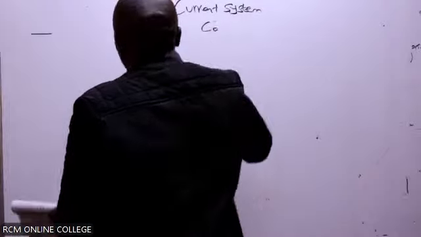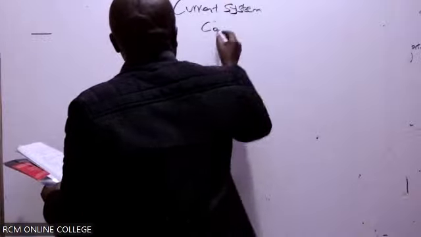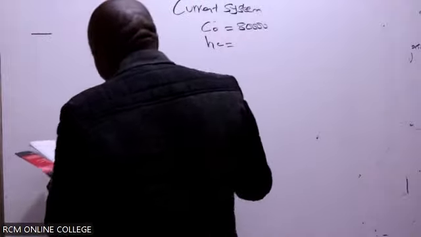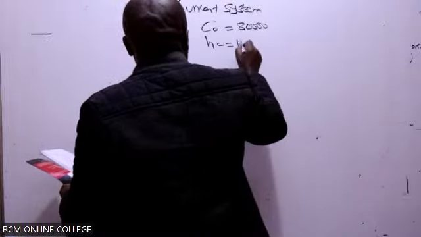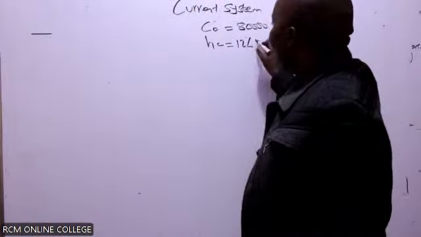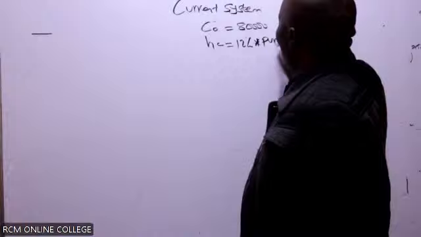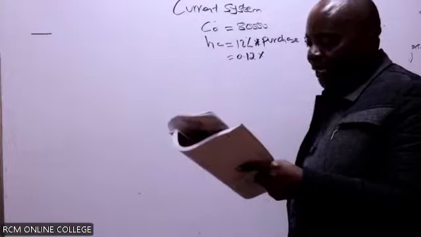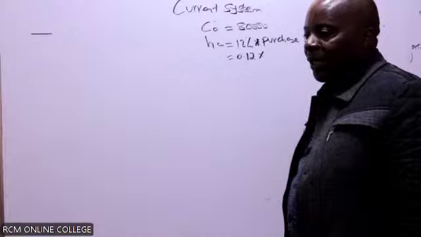They have given us the CO. They've told us it is 80,000. And they've given us the HC. Looking at the inventory holding, HC in this case is 12%. Whenever they give us a holding cost as a percentage, we shall always multiply it with the purchase price. So this will be 0.12 times the purchase price. Under the current system, are you able to see the purchase price, my good students?